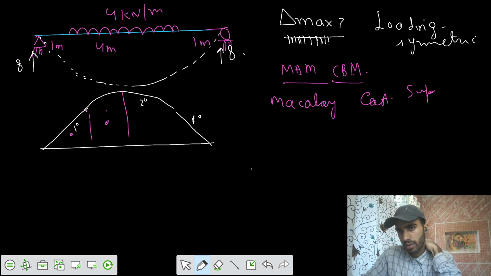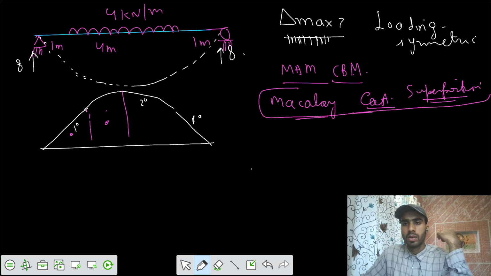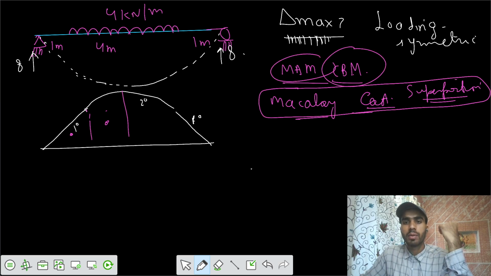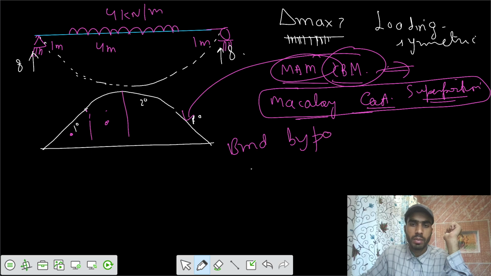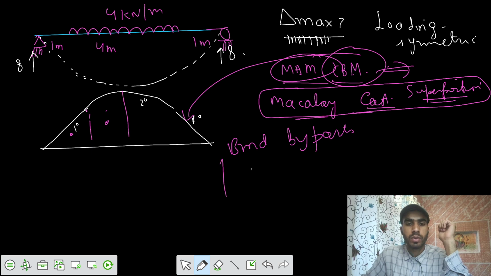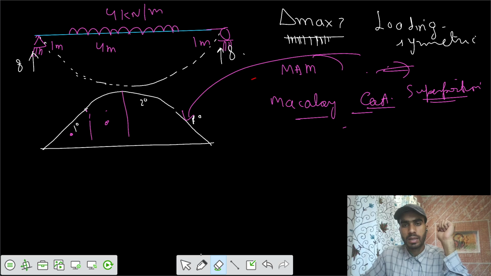and let's think of superposition also. Superposition. So calculation by moment area method and conjugate beam method would be difficult. If you solve by BMD by parts, I have told you how you solve BMD by parts. You can take any point and assume that it's a fixed support. Let's say support B is fixed, then you apply load here, then you see what's the effect of these, then you calculate the overall effect. So we'll be solving this by Macaulay's method.